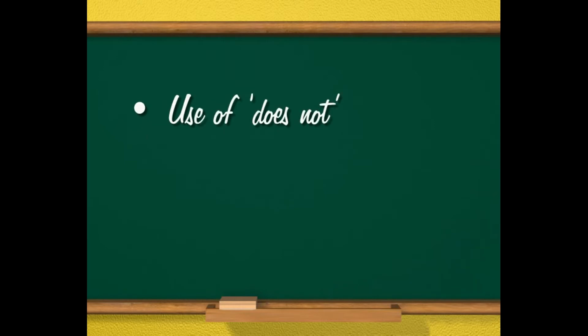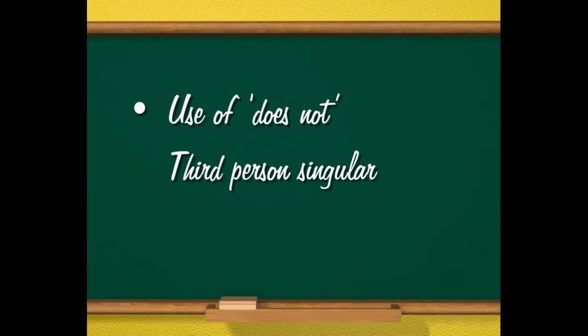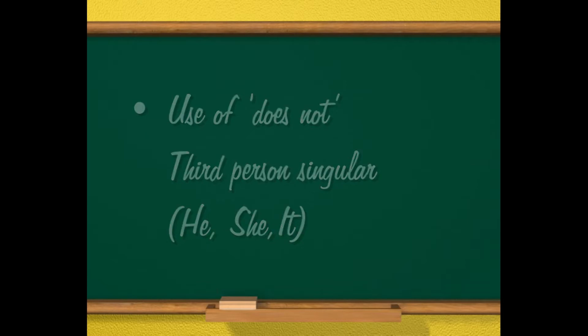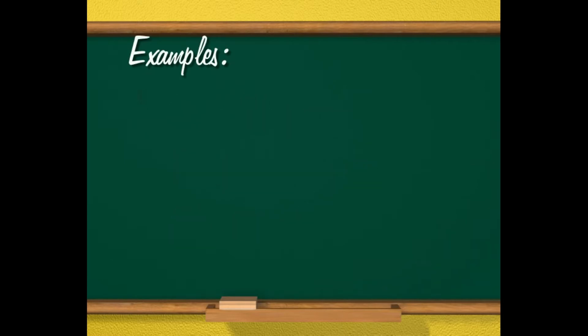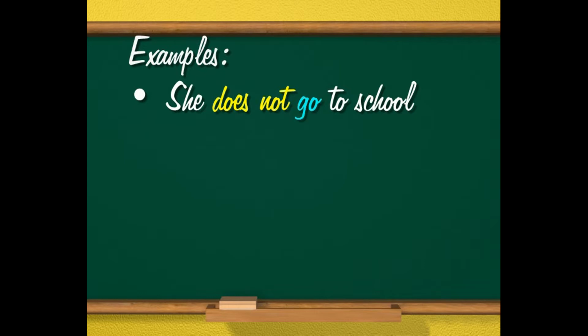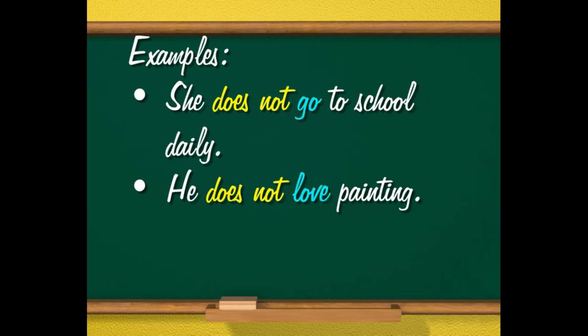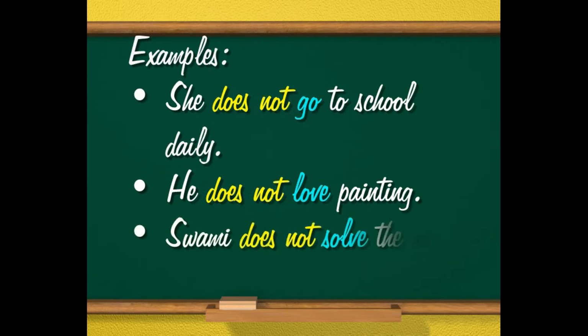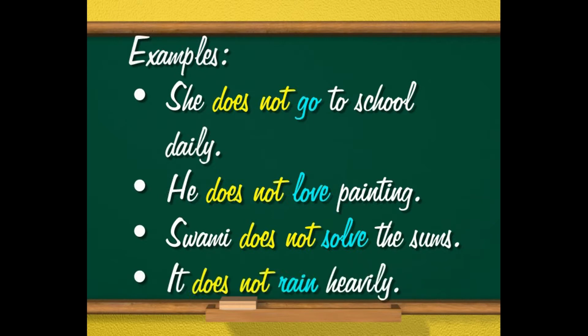Simple present negative. Use of does not. Third person singular: he, she, it. Examples: she does not go to school daily. He does not love painting. Swami does not solve the sums. It does not rain heavily.